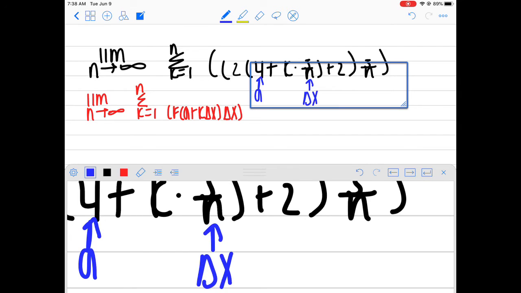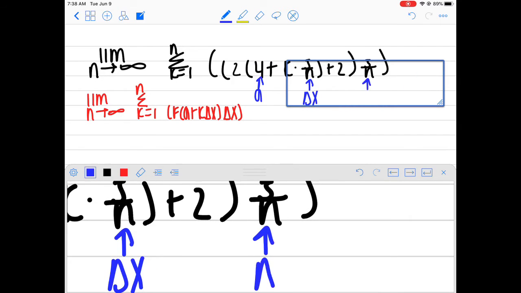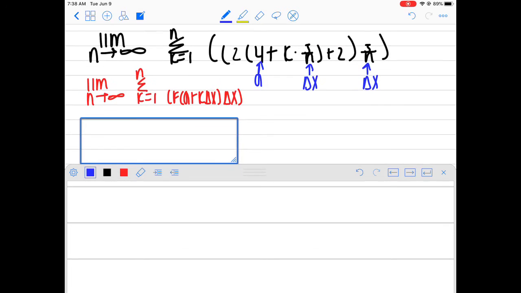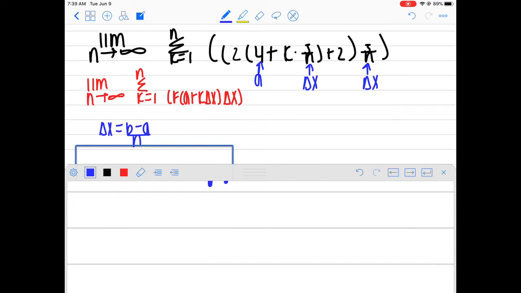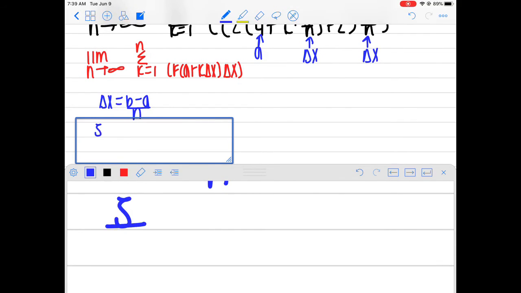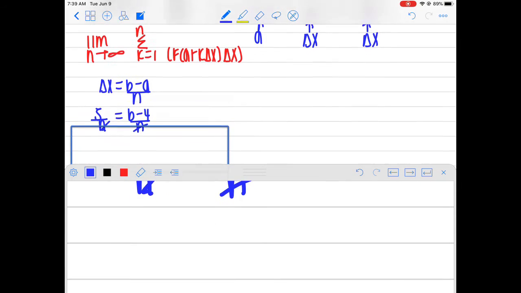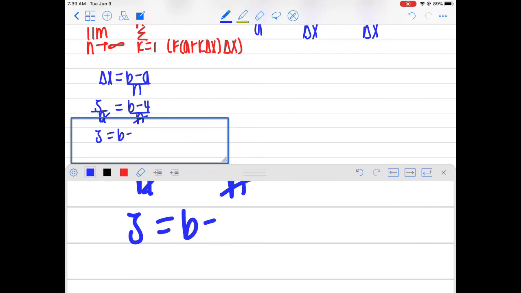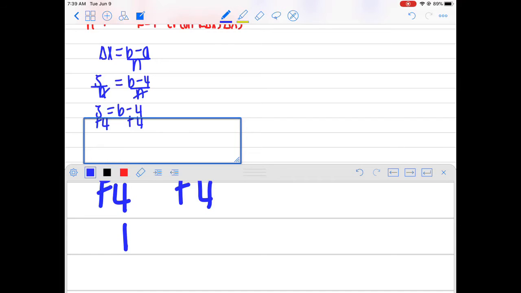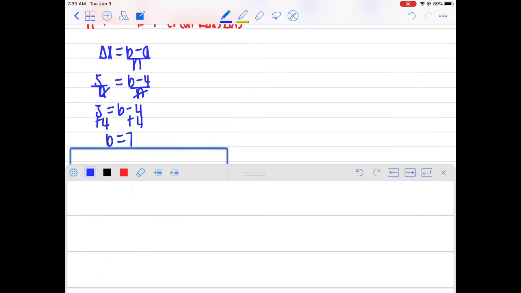And we can see that the a value here is 4, the delta x is 3 over n, and then we can use the formula delta x equals b minus a over n, and plug in what we have, which is delta x, 3 over n, equals b minus 4, the a value, over n. Cancel out the n's, 3 equals b minus 4, add 4 to both sides, and we're going to get b equals 7.